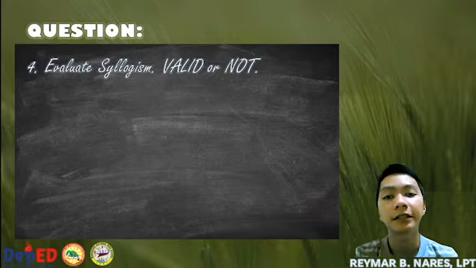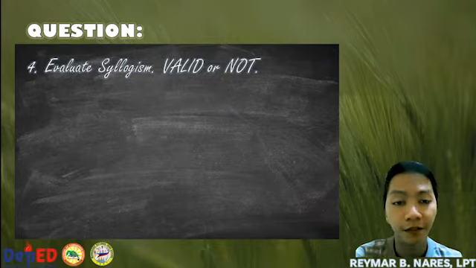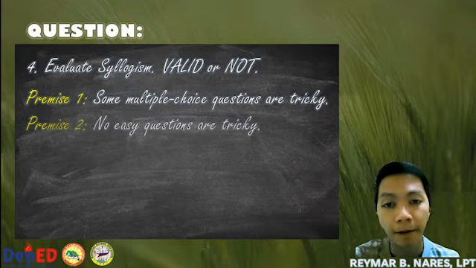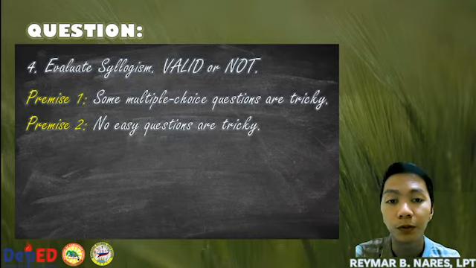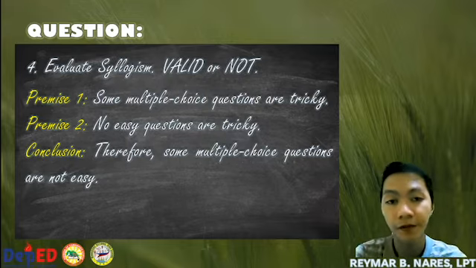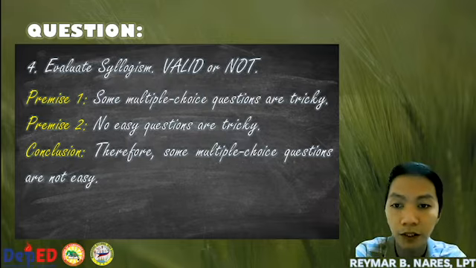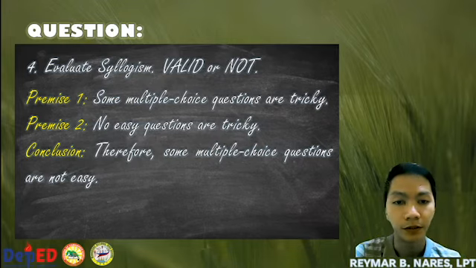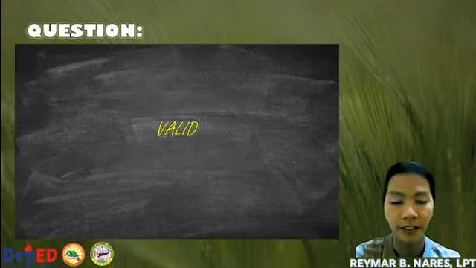Okay? So, next, evaluate the syllogism if it is valid or not. Okay? So, premise 1: Some multiple choice questions are tricky. Premise number 2: No easy questions are tricky. For our conclusion, therefore, some multiple choice questions are not easy. So, is it valid or not? Remember yung ating logical reasoning? Okay? So, the answer is valid.